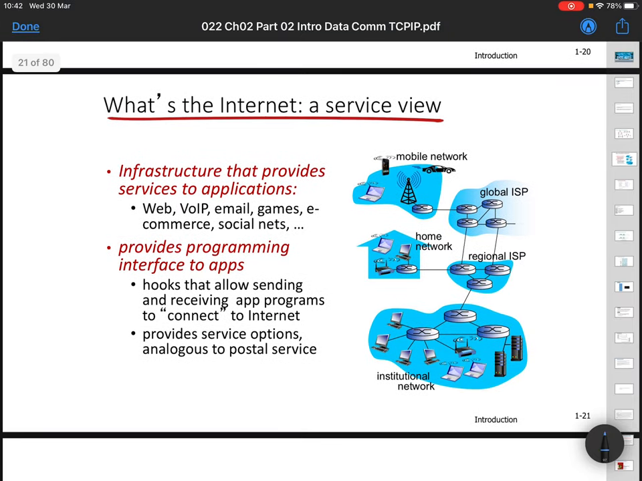The internet is infrastructure that provides services to applications such as web, VoIP (voice over internet), email, games, e-commerce, social networks, and so on. It provides a programming interface to apps, hooks that allow sending and receiving app programs to connect to the internet. It provides service options analogous to the postal service.